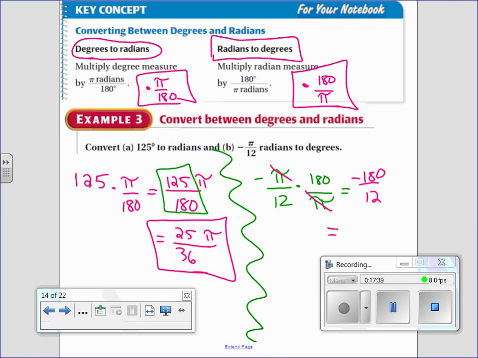Or you just type it in, negative 15. I mean, yeah, they both would divide by 4. They'd actually both divide by 12. Cool, so that's how you convert from one to the other. You can go around the whole entire unit circle and convert every single one of those. That would be fun if you're bored this weekend.